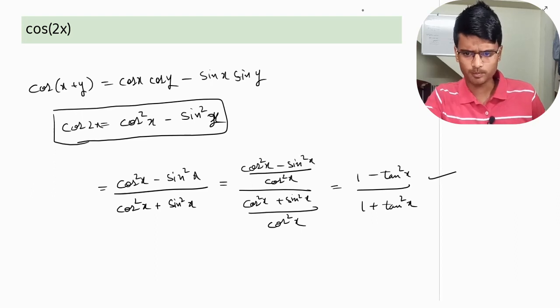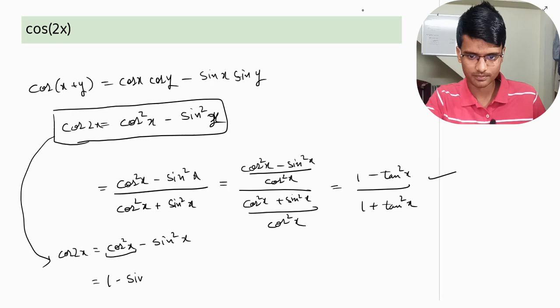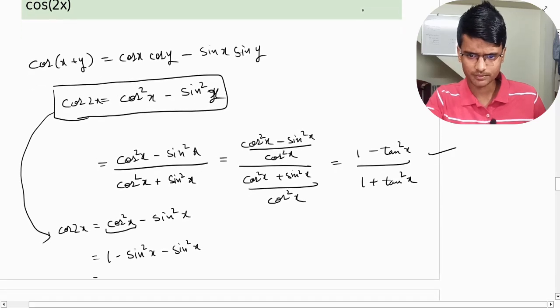Now this can be transformed again. I'll tell you how. We have cos 2x equal to cos square x minus sin square x. I can write cos square x as 1 minus sin square x, right? So I'll get a different formula now. I'll get 1 minus 2 sin square x.